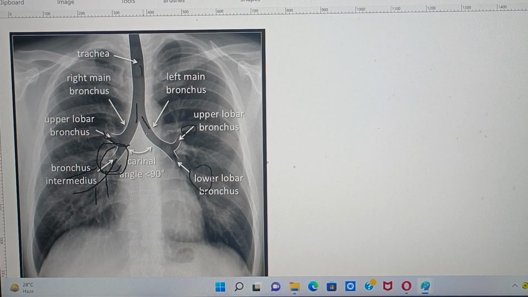This division of the trachea, this point, is called the carina. This carinal angle should be less than 90 degrees. If this angle is more than 90 degrees, it is usually suggestive of some lymph node enlargement.